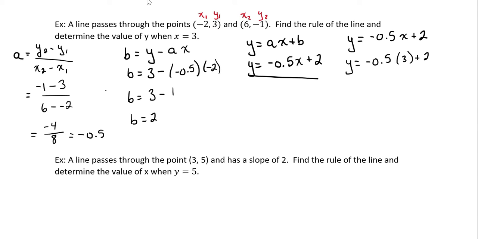And we can put this into our calculator. And negative 0.5 times 3 is negative 1.5 plus 2. So y would equal 0.5. So there's our answer. What is the value of y when x equals 3? Y equals 0.5. So those are your steps. And now let's take a look at another example that's a little bit different. And it asks for something that's a little bit different as well, but we're still going to follow the exact same steps.